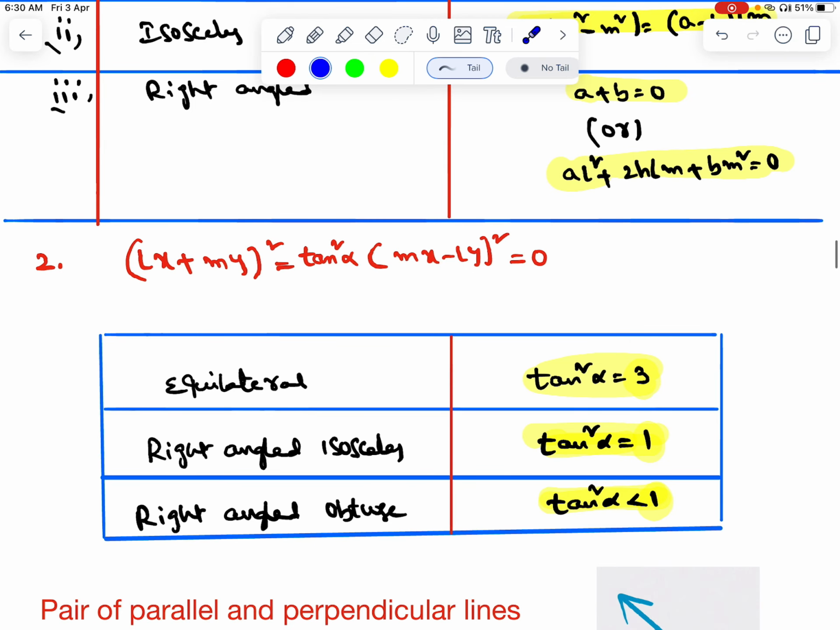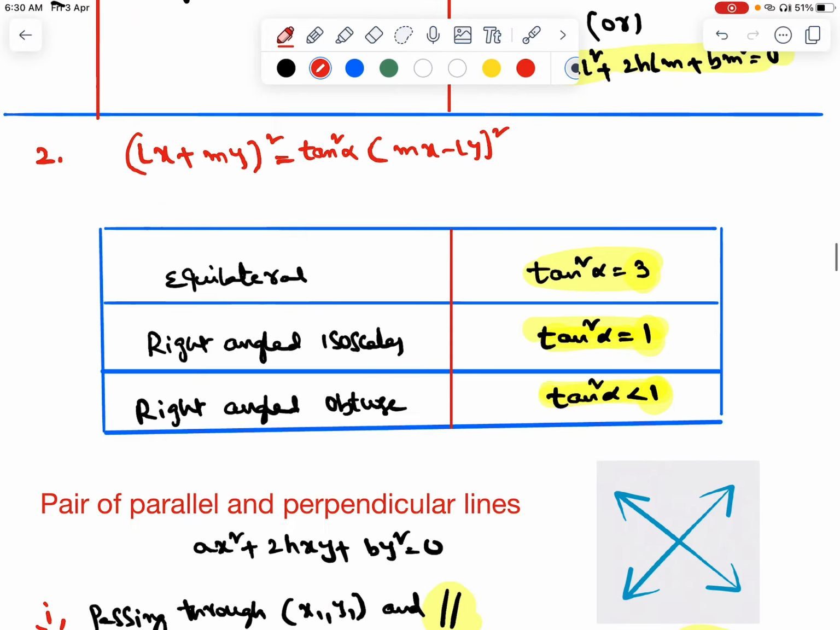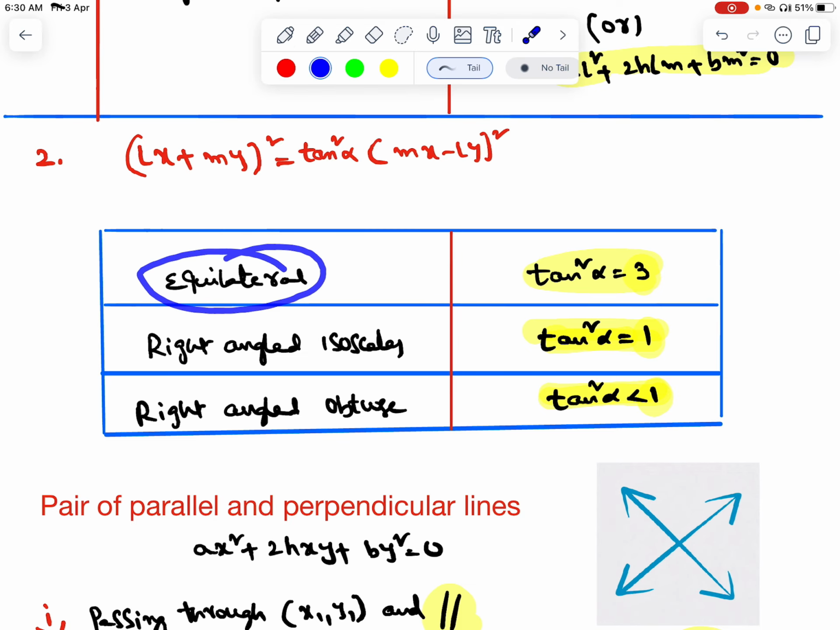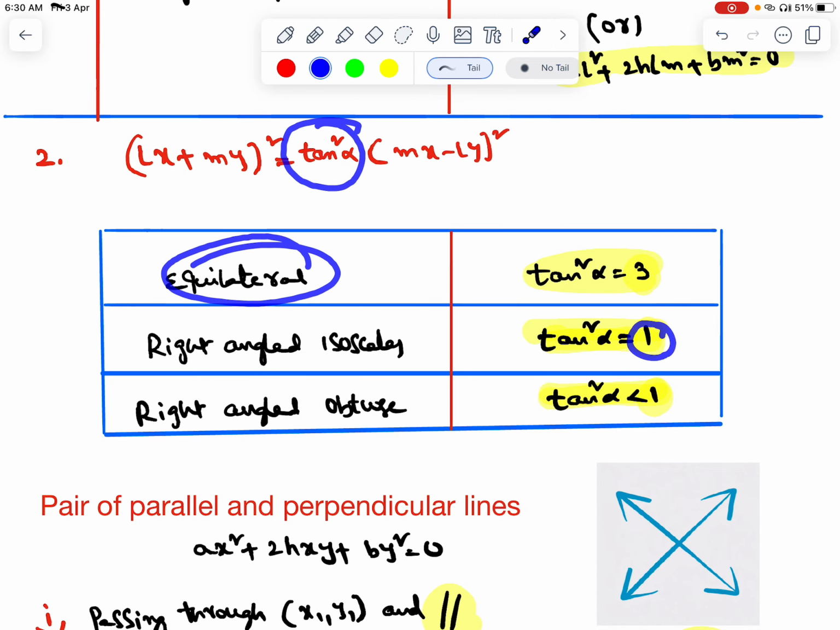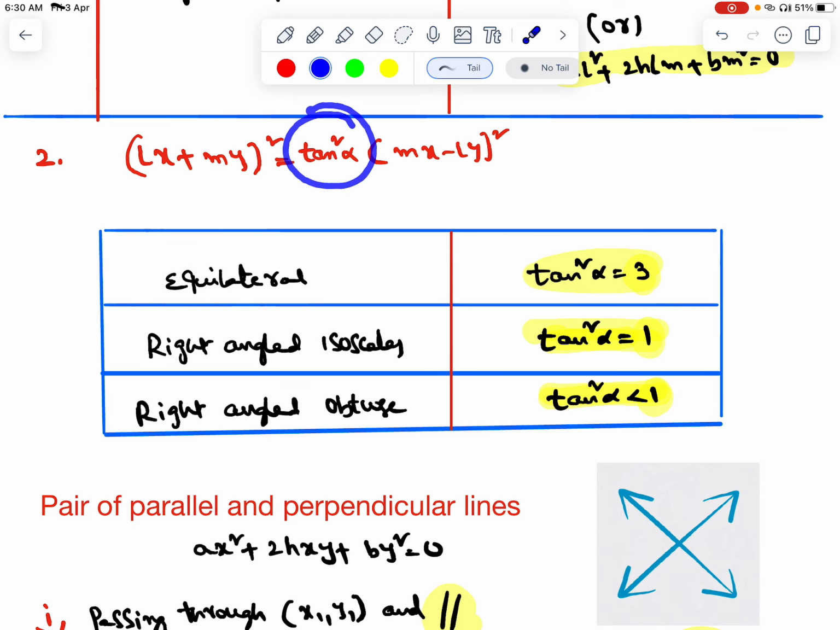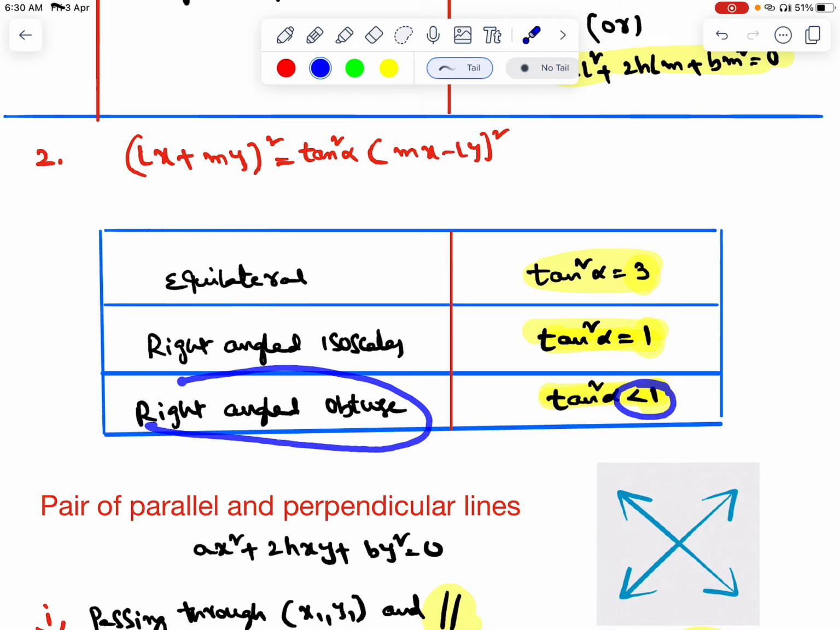If the pair of lines is given in the form (lx + my)² = tan²α (mx − ly)², then if tan²α is equal to 3, it is the equilateral triangle. If the value is equal to 1, it is a right angled isosceles triangle. If the value is less than 1, it is a right angled obtuse angled triangle.